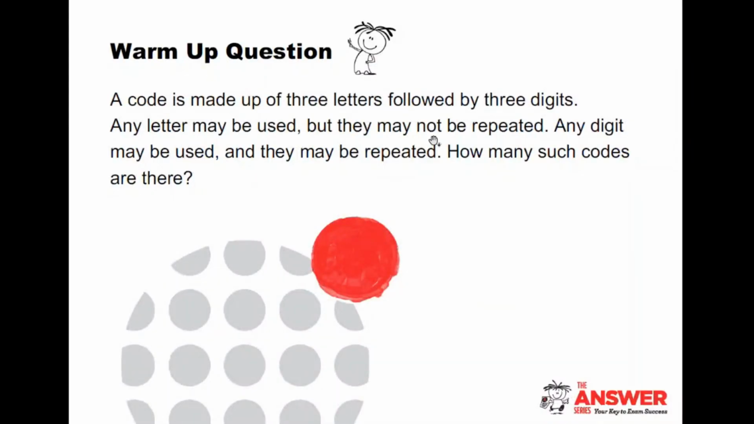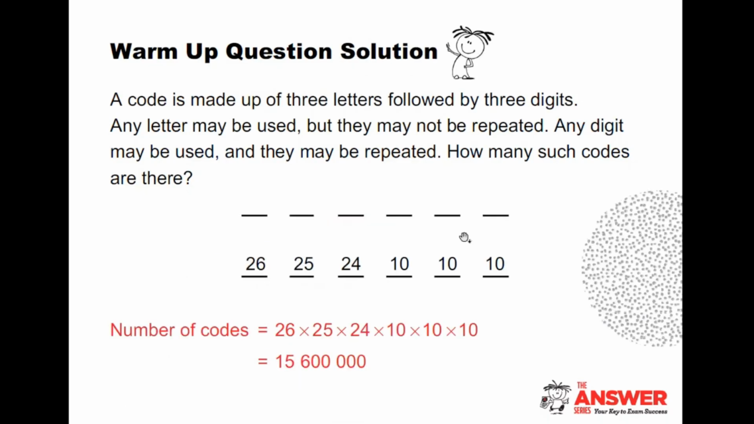26. Letters may not be repeated. So how many may go in the second slot? 25. So they're my 6 slots. 26 in the first slot. Only 25 in the second slot because I may not repeat letters. 24 in the third slot because I can't have the same as I had in the first 2.